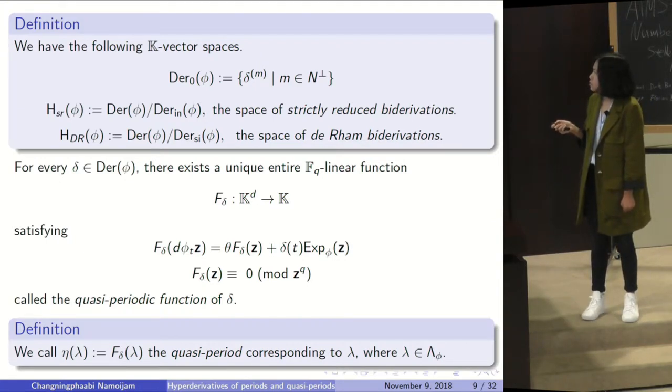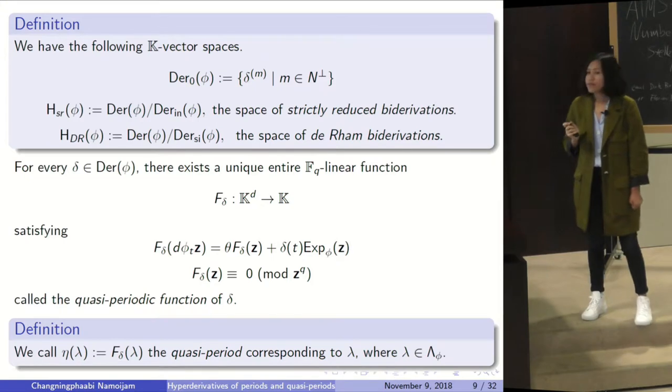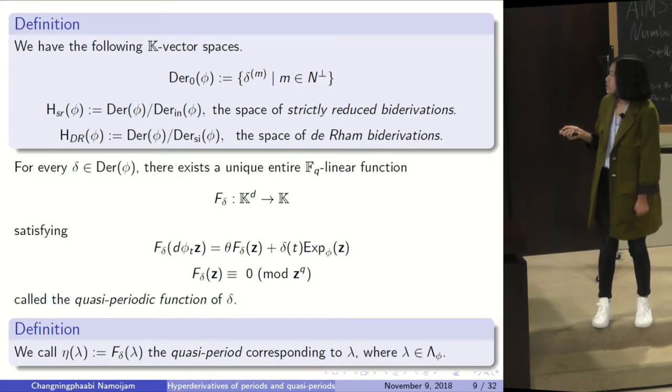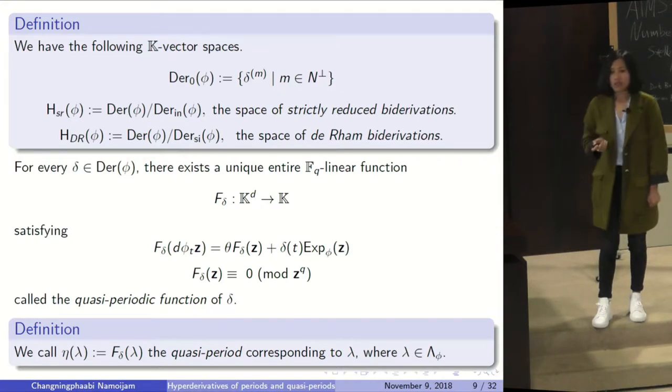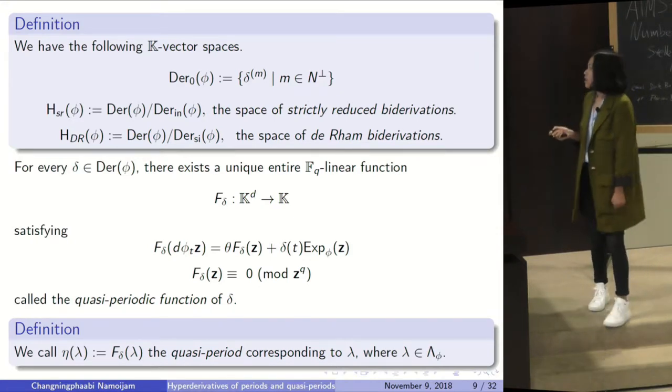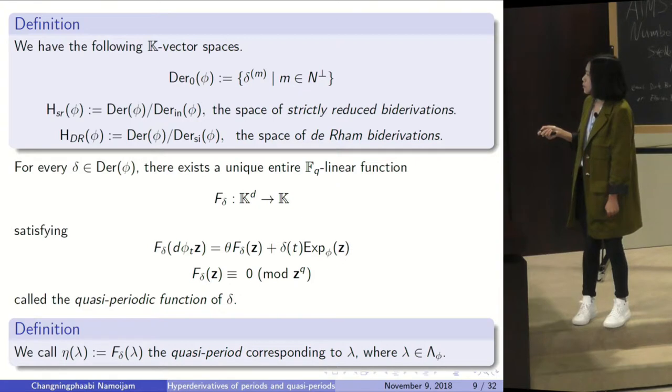Okay, so again, for every biderivation, we have a unique entire function which maps vectors in K to an element of K, satisfying this functional equation, and it also does not have a constant term. There's no constant term. Okay, we call this the quasi-periodic function of my biderivation delta.